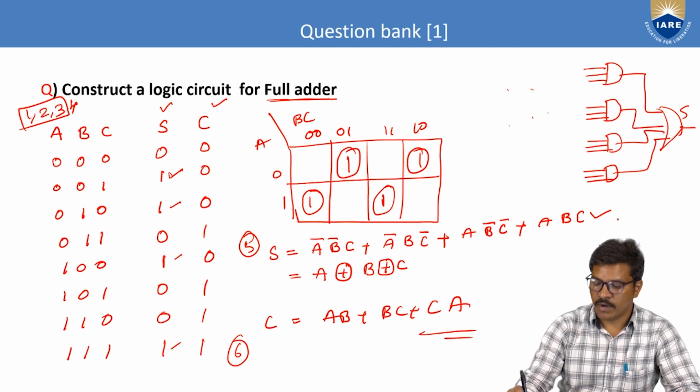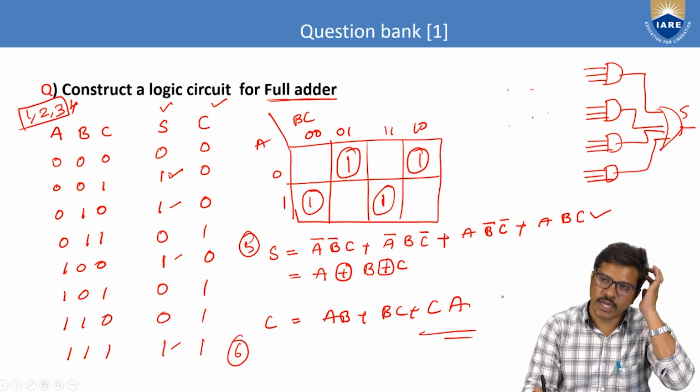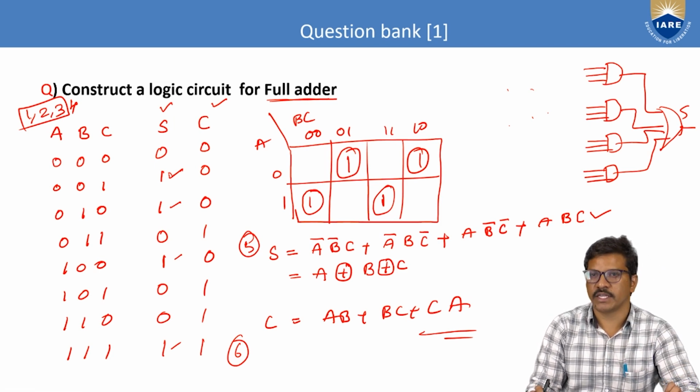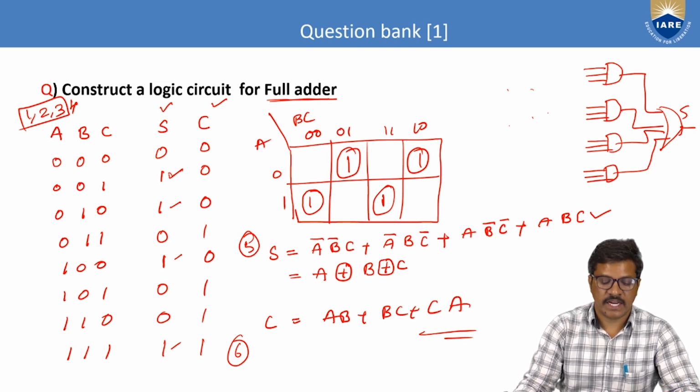And for carry, you will take AB plus BC plus CA. You will take AND gates and connect them with a single OR gate. Otherwise, there are many techniques to optimize these Boolean functions into a simple form, like 2 half adders plus an OR gate. You can also design the full adder. So anyway, construct a logic circuit for the full adder, either in an AND-OR diagram, or using XOR gates, or with 2 half adders plus an OR gate.